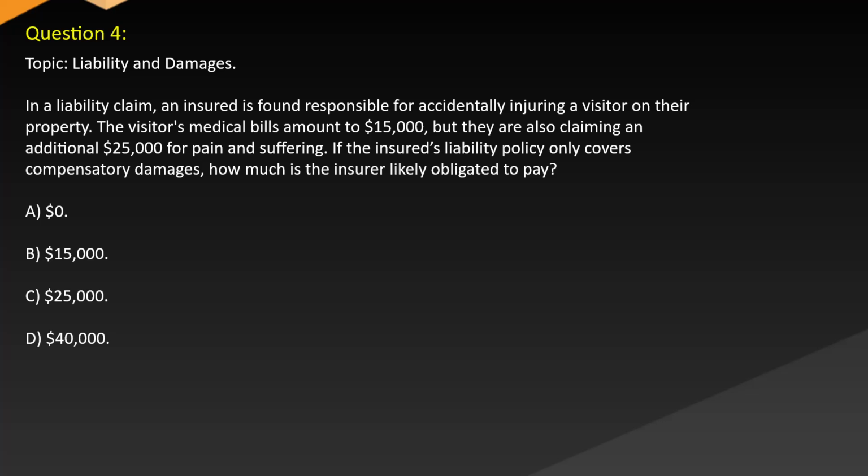Question 4. Topic: Liability and damages. In a liability claim, an insured is found responsible for accidentally injuring a visitor on their property. The visitor's medical bills amount to $15,000, but they are also claiming an additional $25,000 for pain and suffering. If the insured's liability policy only covers compensatory damages, how much is the insurer likely obligated to pay? A. $0. B. $15,000. C. $25,000. D. $40,000.